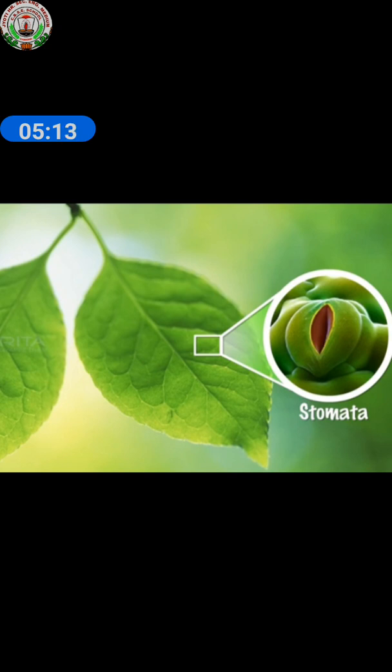Stomata have three main functions. First, the main function of stomata is to open and close the pores in the leaves for the exchange of gases. Second, it allows the plant to take in carbon dioxide and give out oxygen for photosynthesis. Third, based on the weather conditions, it closes or opens its pores to keep the moisture content maintained.